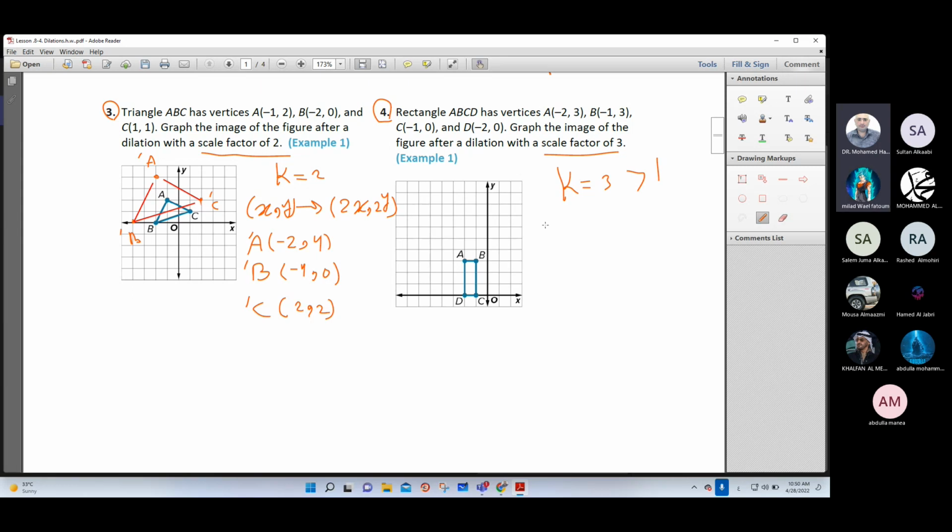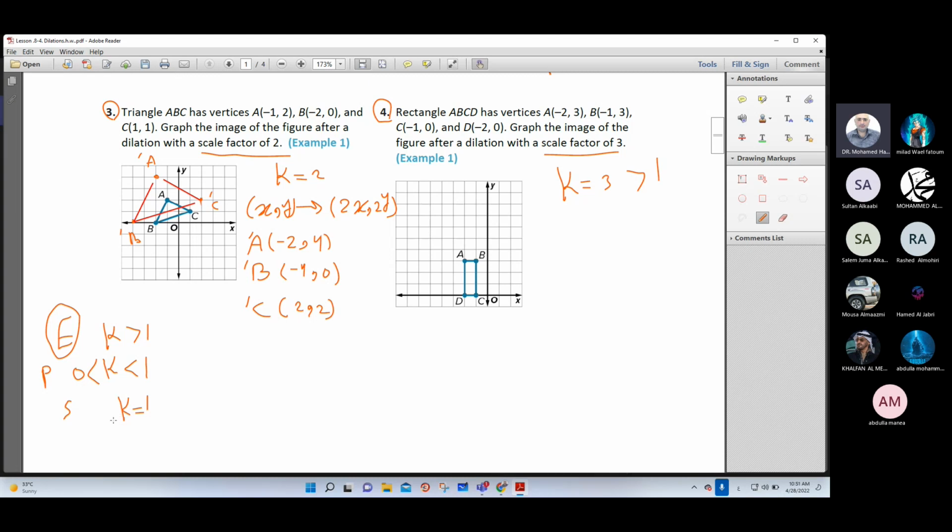Mr., how do we know the difference? We said yesterday, if the value of K greater than 1, means we have enlargement. And if K between 0 and 1, means here we have reduction. And if K exactly equal 1, means here we have same size. Here means we have no dilation.